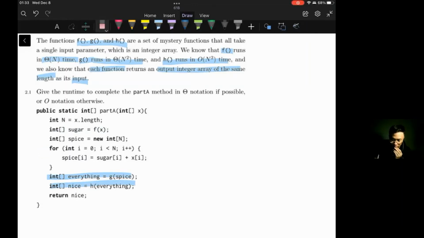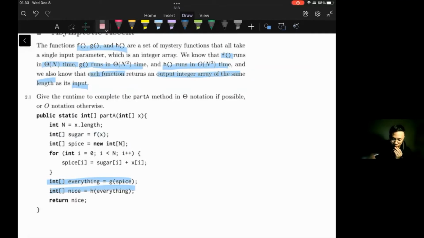So for these last 2 lines before the return statement, an integer array of length n that is named spice is being fed into function g, which runs in big Theta quadratic time. And afterwards, this output is further fed into function h that runs in big O quadratic time. So at this point, we are pretty sure that the cost model must be a quadratic function. However, would it be big Theta quadratic or big O quadratic?